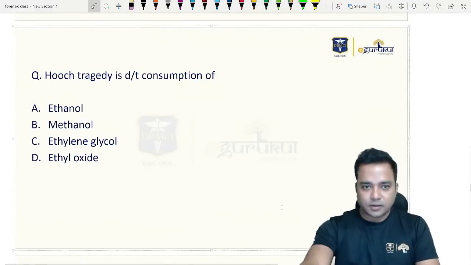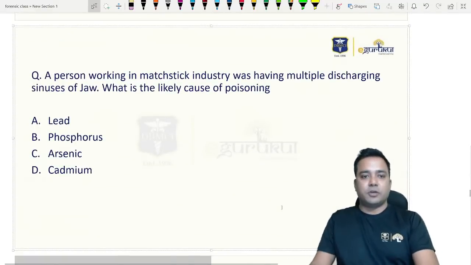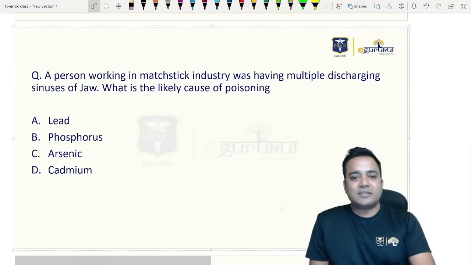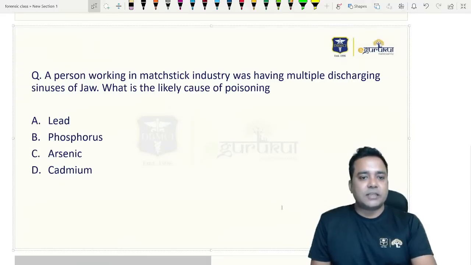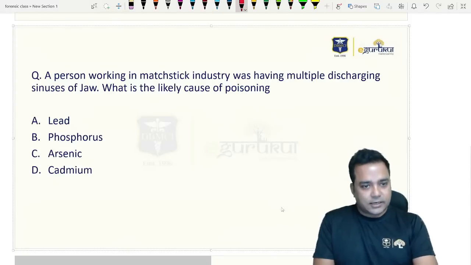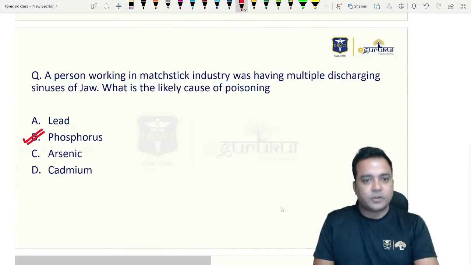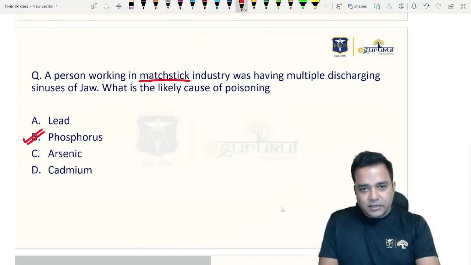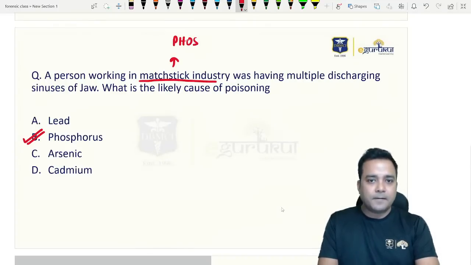Next one. A person working in the matchstick industry was having multiple discharging sinuses of the jaw. What is the likely cause of poisoning? Here the correct answer goes with phosphorus. And we know in the matchstick industry, phosphorus has its uses.